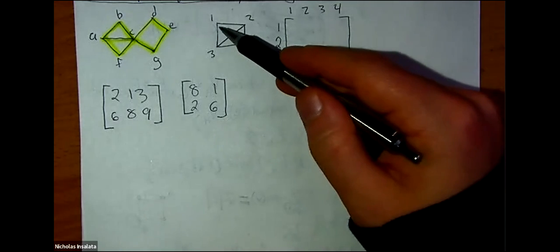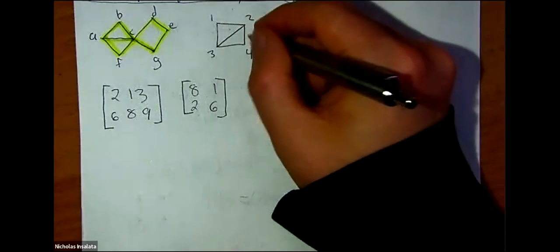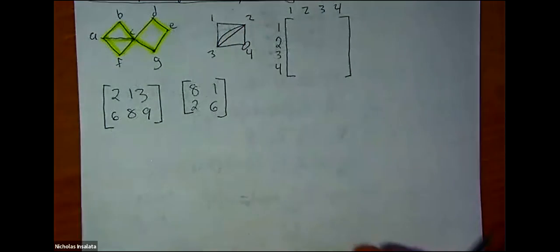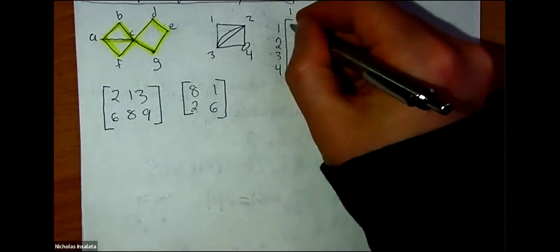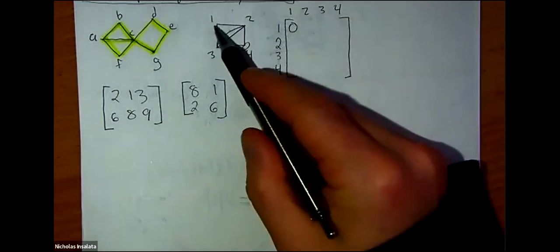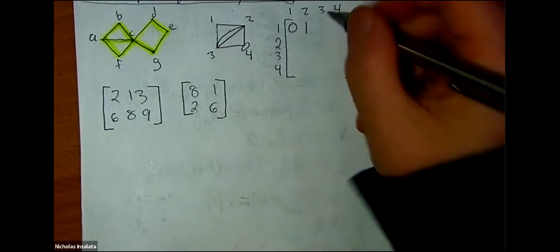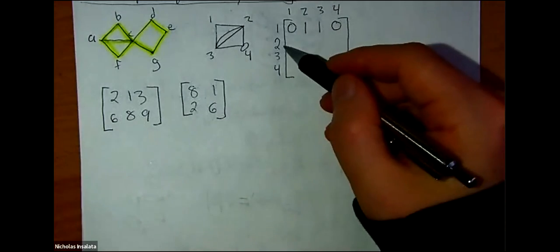So for example, there is no edge from 1 to 1. I'm going to modify this a little bit. Okay, cool. There's no edge from 1 to 1, so I put a 0 there. From 1 to 2, there's 1 edge. From 1 to 3, there's 1 edge. And from 1 to 4, there are no edges. Why don't you guys do the next row?